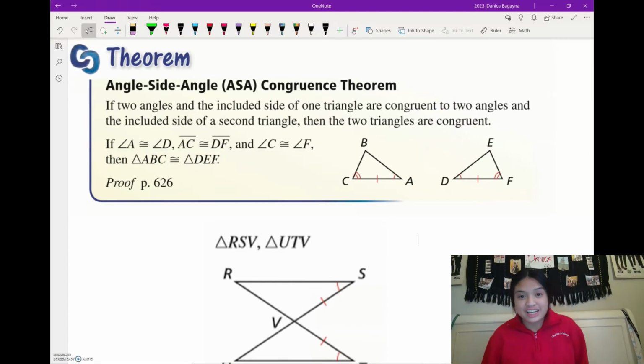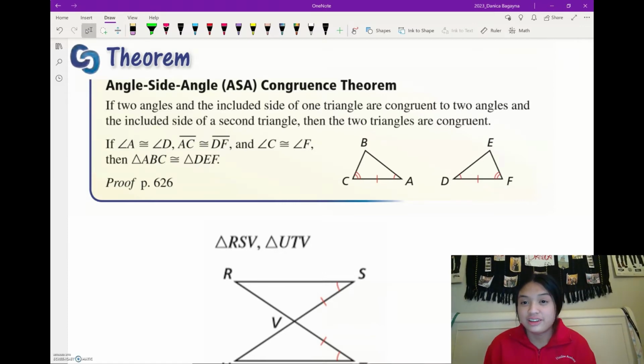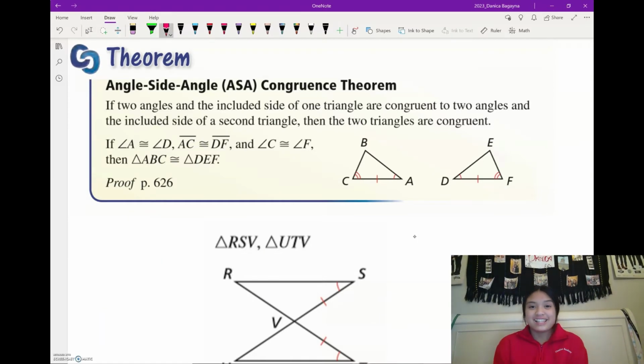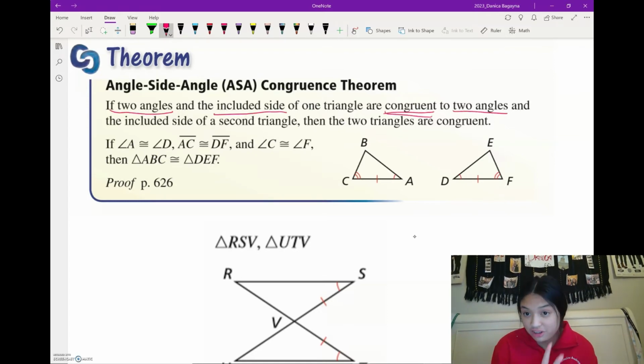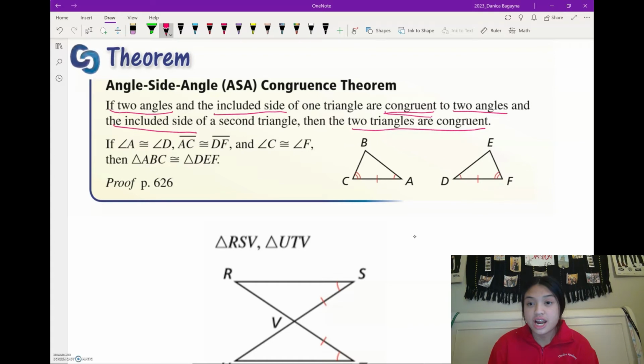Anyways, this theorem is the angle-side-angle congruence theorem, aka ASA. And it states that if two angles and the included side of one triangle are congruent to two angles and the included side of a second triangle, then the two triangles are congruent. This theorem is kind of like the side angle side theorem, except it's flipped, where it's two angles and one side instead of two sides and one angle. And here you can see that these angles are congruent, the side in between these two angles is congruent, and this angle on the outside is also congruent to each other.